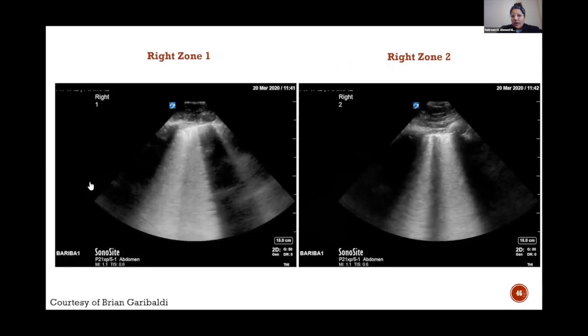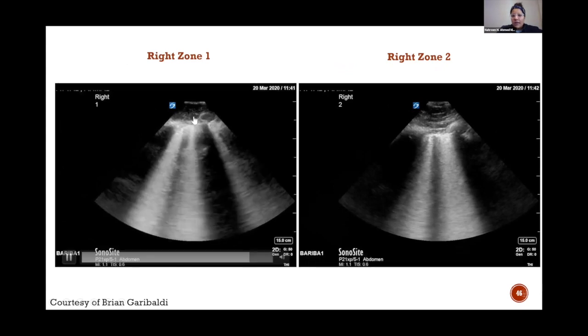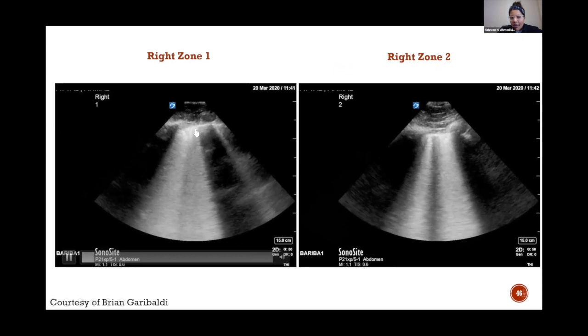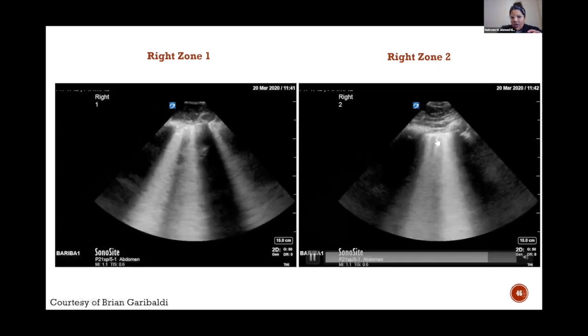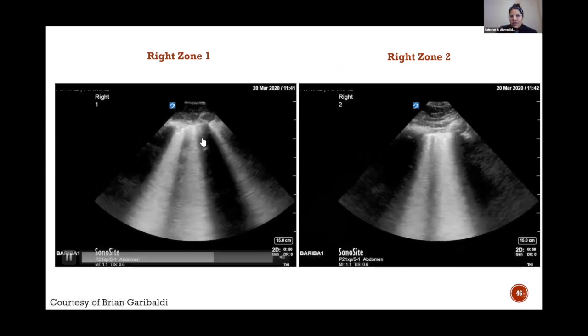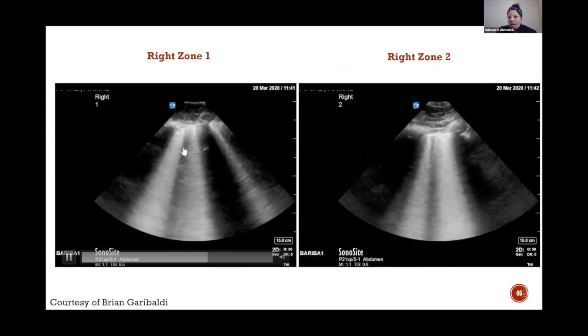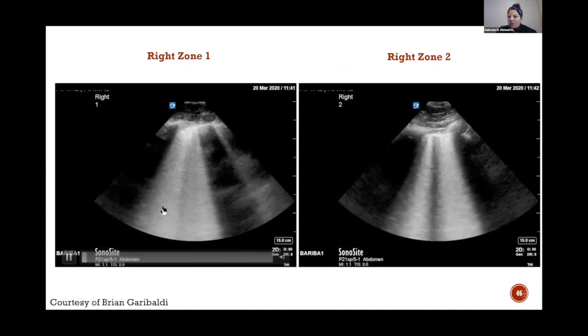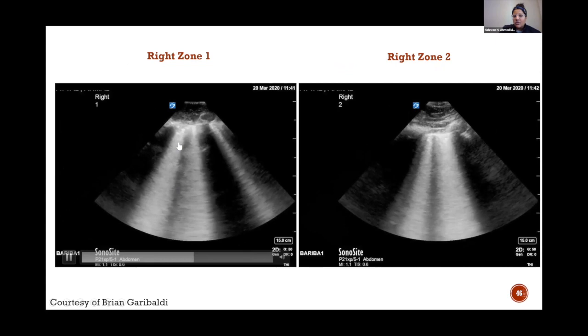Here's a patient where lung zones 1 and 2 are being highlighted. And again, here you're seeing a very jagged pleura. I want you to remember what it looked like in the beginning, that nice thin pleura moving against each other. You're not seeing that here. You're seeing this jagged, sluggish pleura. This is what we call confluent B lines. That means there are so many B lines that it just looks like a big white space. And that's called confluent B lines.